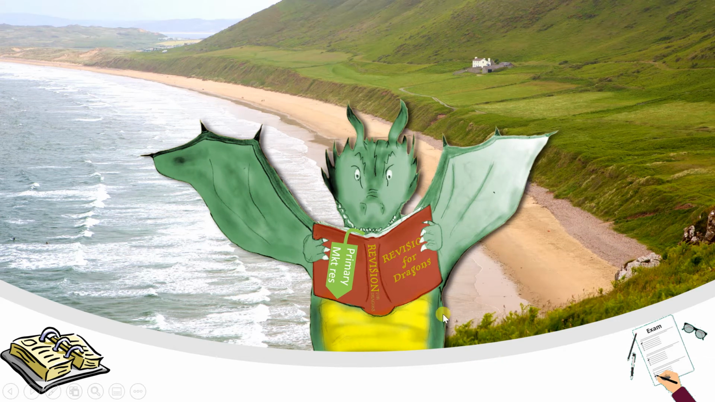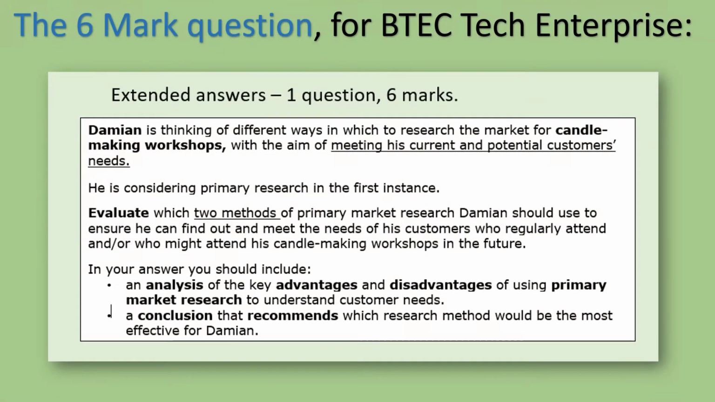This is revision of primary market research, and this is for component 1 A and B. So this is the component for coursework, and while doing it in the style of the exam, so you get to learn exam techniques at the same time. Here's your 6-mark question in the style of the exam, but it is for coursework. So we're going to do this as some in-class assessment, and it should help with exam techniques as well.